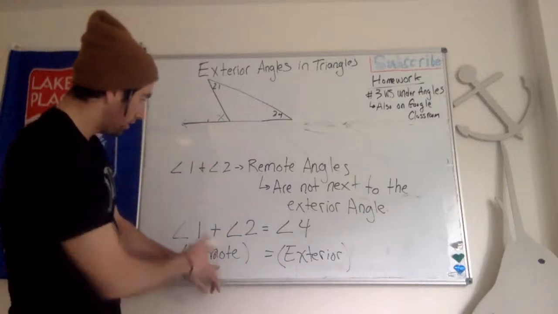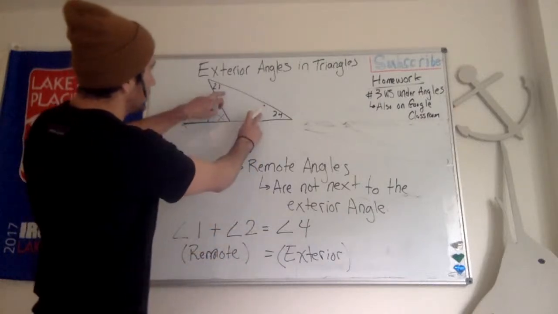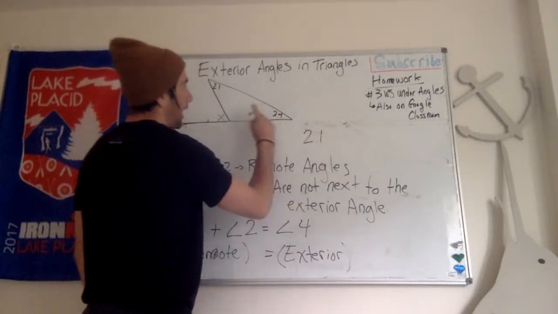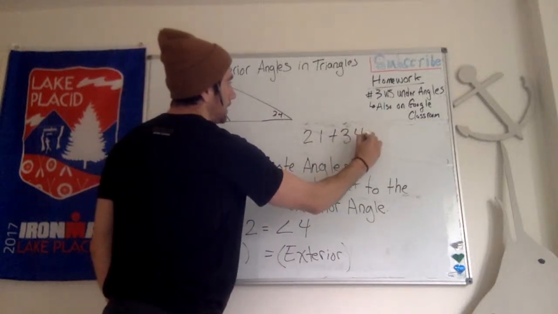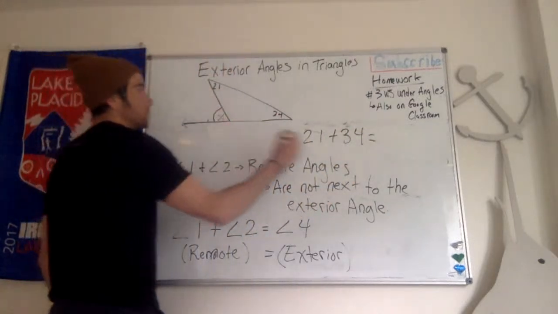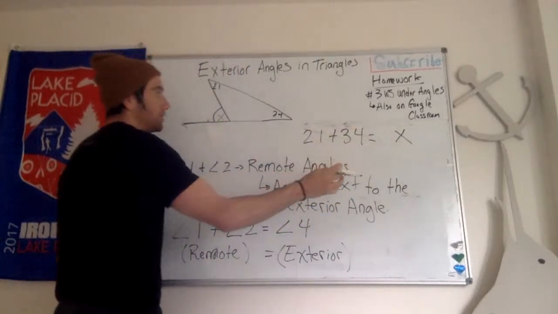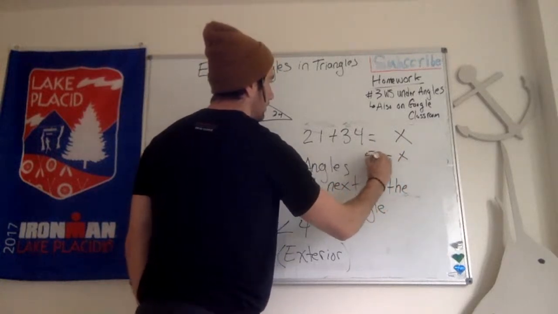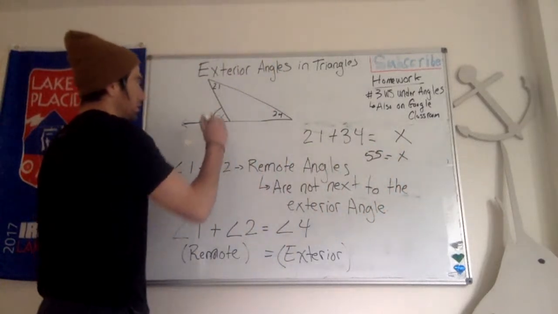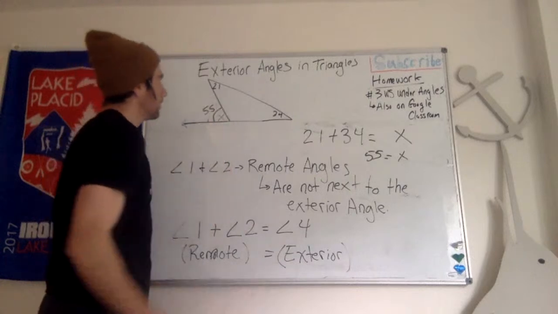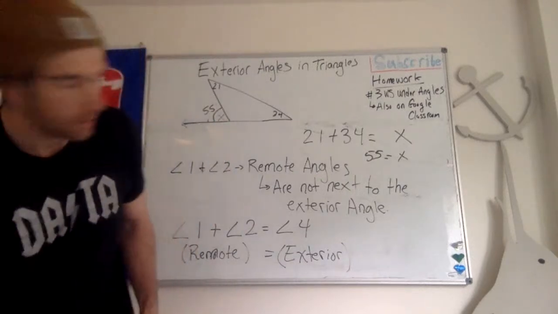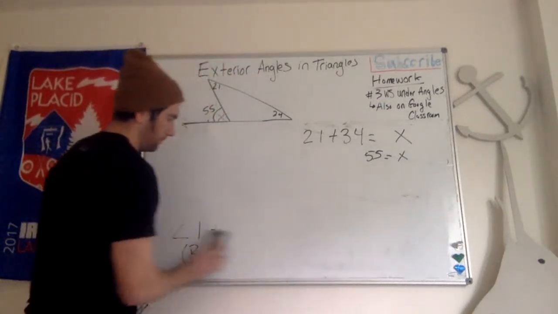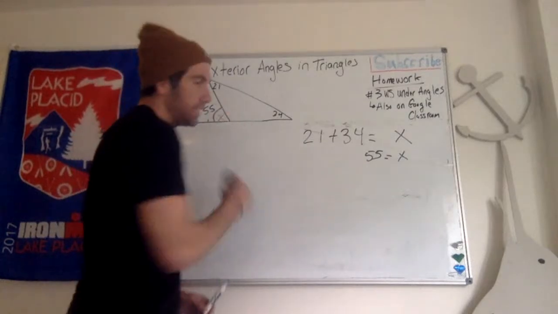So if I use this theorem, I'll take these two angles. So I'll take 21, add it to 34, and it should equal my exterior angle, which is what? X. So 21 plus 34 is 55, and that's what X is. So now I figured out what that was. So this is 55. Okay, that's it. Now, I can also figure out what's in here.